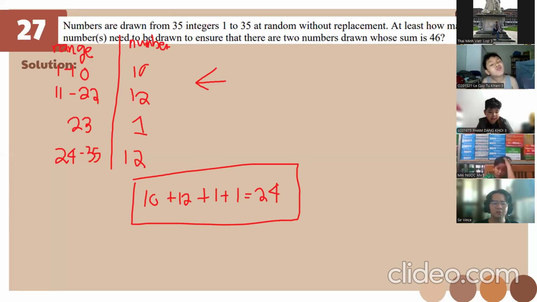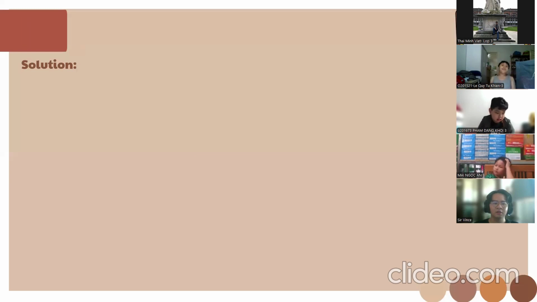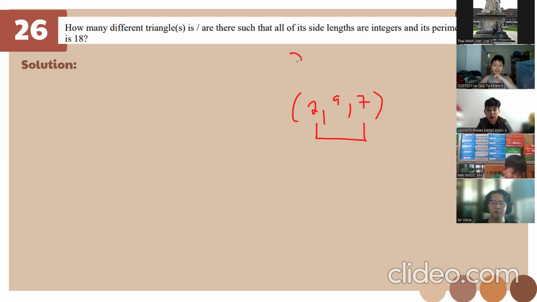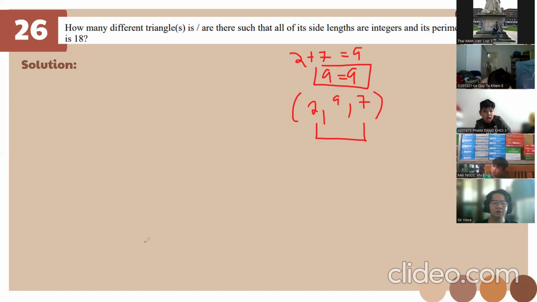I'll go back to this one since someone asked why we do not include 2, 9, and 7. Because the two sides of the triangle should be greater than the one side. So if we add this 2 plus 7, then it's not going to be a triangle.